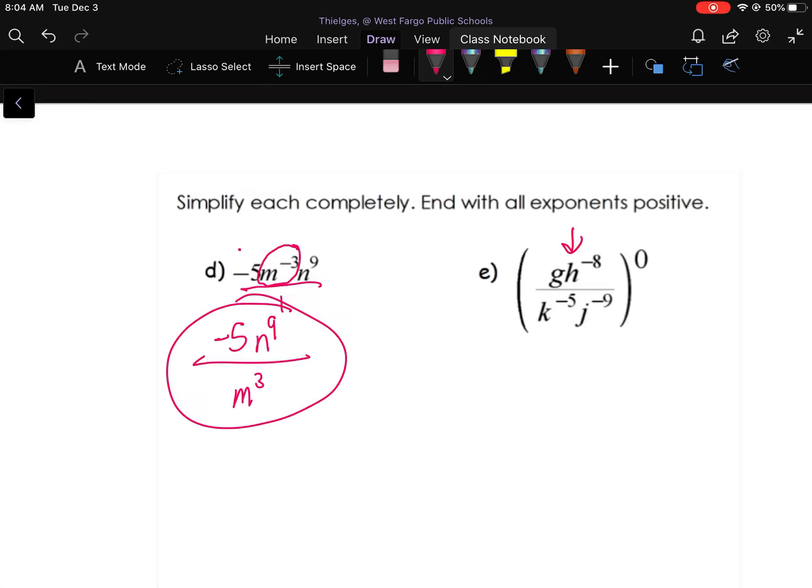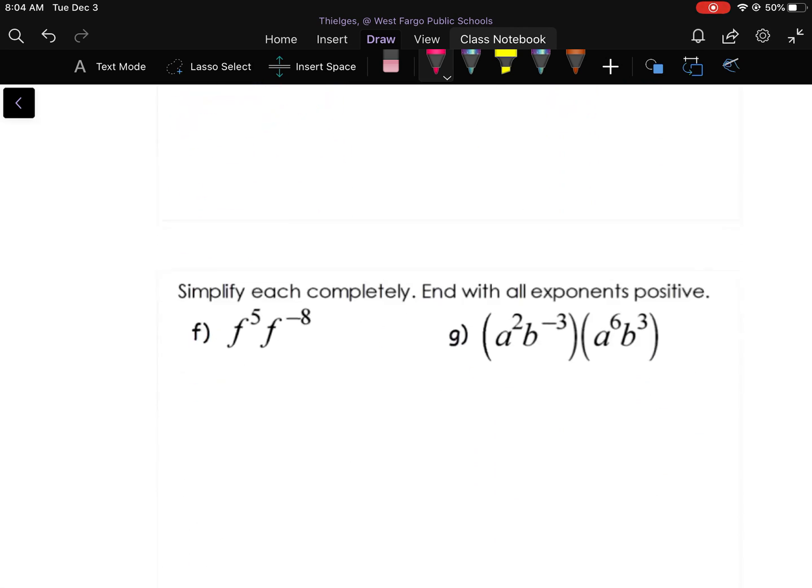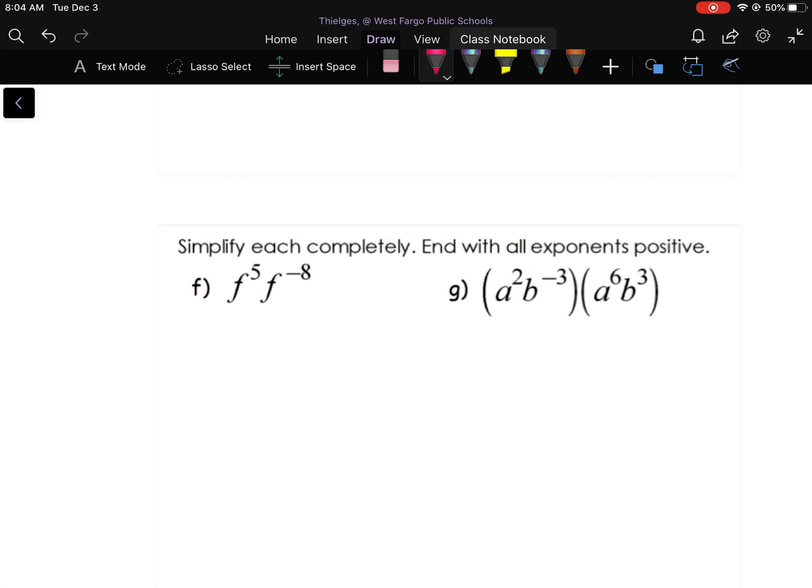Looks like a lot of mumbo jumbo here, but notice that it's to the 0 power. So everything to the 0 power is 1. Okay, I could do this.